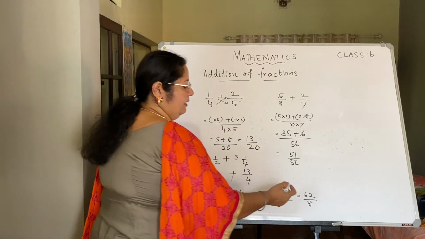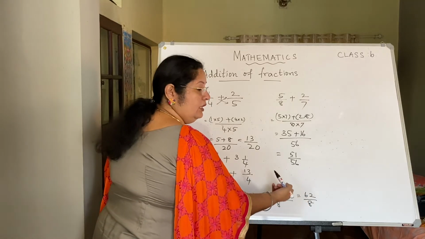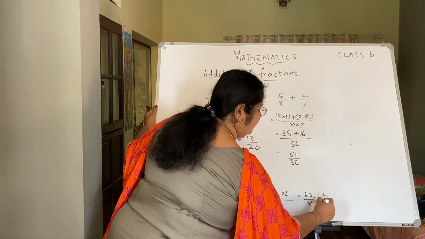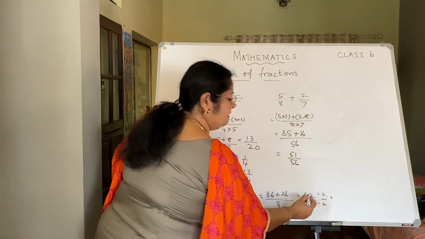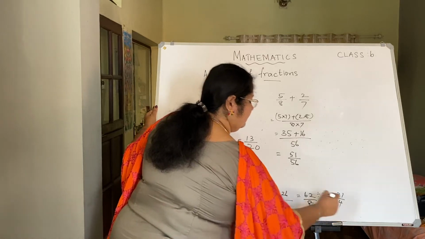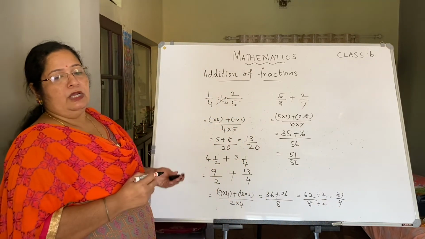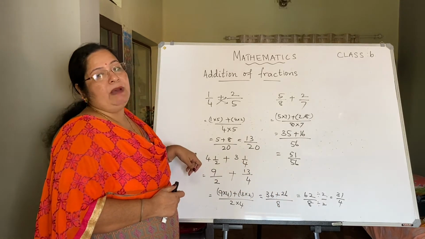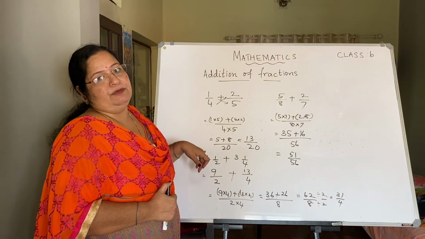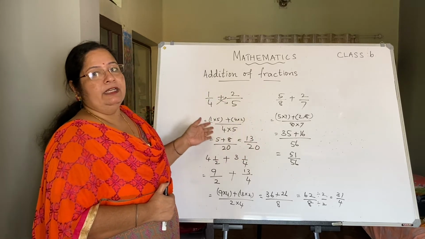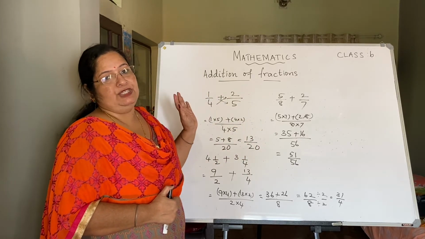So here let us divide both 62 and 8 with 2 because both of them are divisible by 2. So this will be divided by 2 divided by 2. What do you get? 62 divided by 2 is 31. 8 divided by 2 is 4. 31 by 4. Now if you want, you can keep it as 31 by 4 itself or can change back to a mixed fraction. So this is the normal way for finding or adding two fractions.